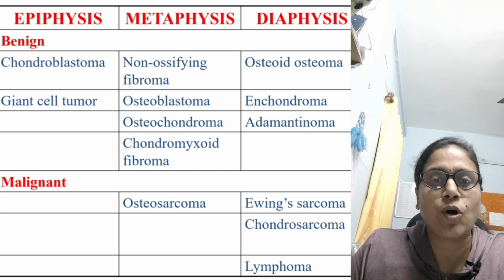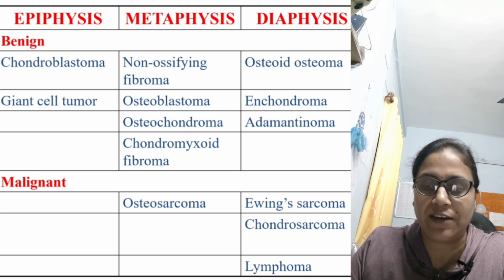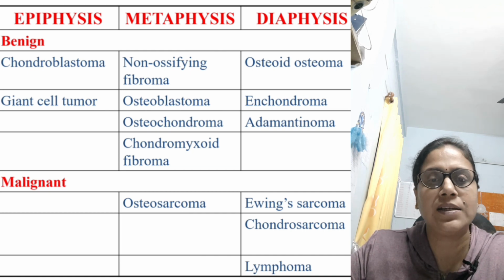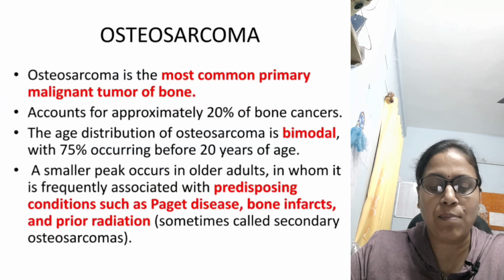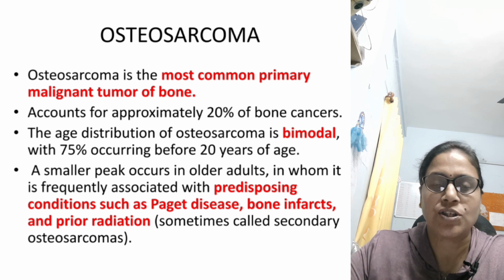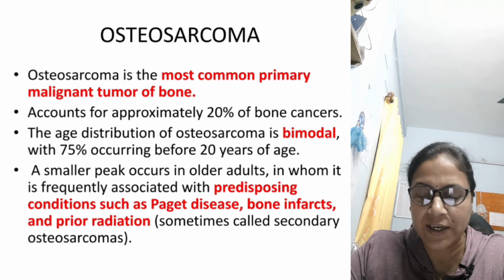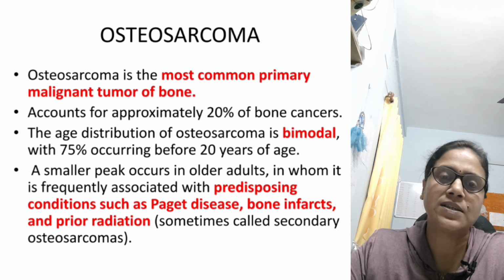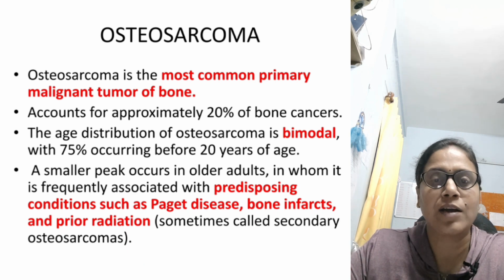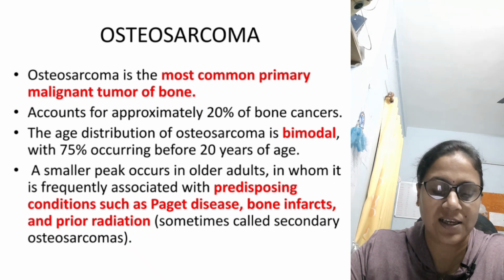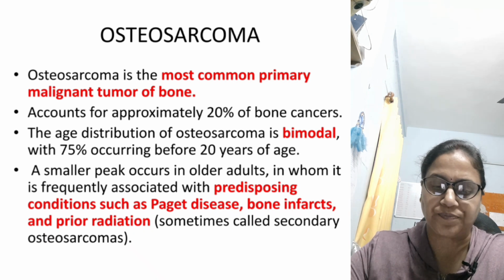So as you can see, osteosarcoma is a metaphyseal tumor. It is the most common primary malignant tumor of the bone. There is a bimodal peak age distribution. The first peak is before 20 years of age and the other peak is in older adults where there are predisposing factors like Paget's disease, bone infarcts and prior irradiation.